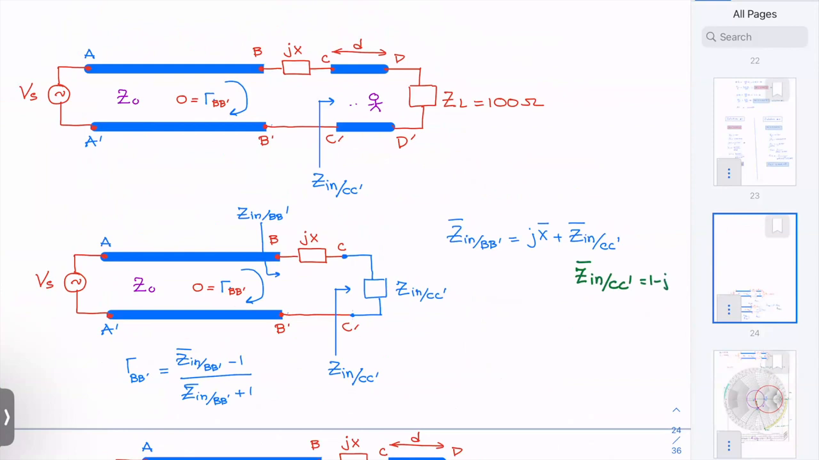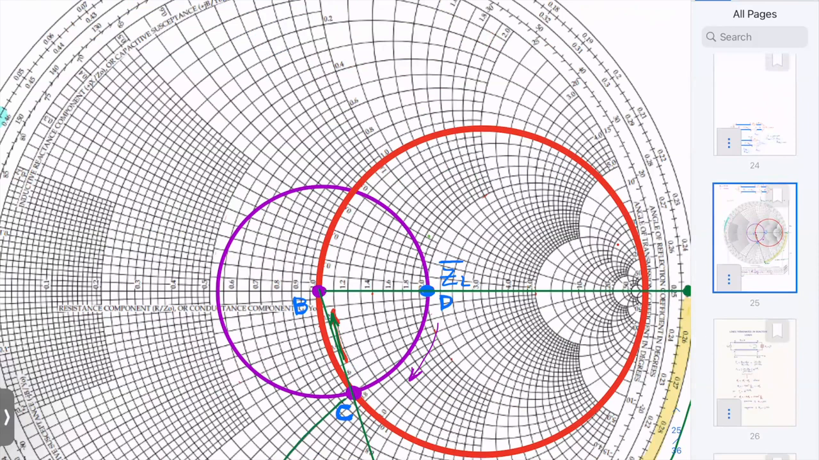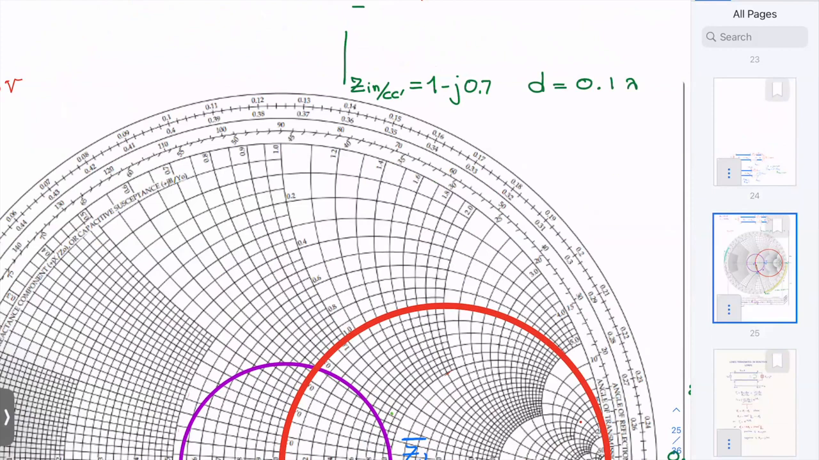1 minus J 0.7. And therefore, I'm writing it here, 1 minus J 0.7. And I want this one, Z input at BB prime, to be 1 normalized. So that is 1. And therefore, I have to add something here to make this equal to that. So what do I add? J 0.7. So my x here has to be J normalized J 0.7. And that's what I'm writing here. Therefore, x normalized is 0.7.